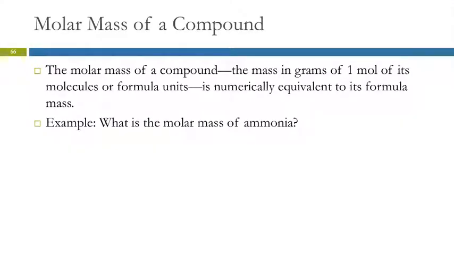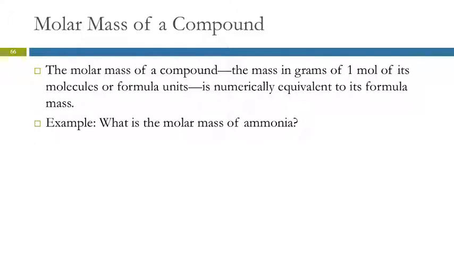So that was formula mass. Molar mass of a compound. We talked about molar masses of elements, right? You take the atomic mass on the periodic table, and instead of it being one atom weighs that many atomic mass units, it's 1 mole of those atoms weighs that many grams, right? The molar mass for a compound is analogous in that way to the formula mass. So the formula mass and the molar mass of a compound are the same number, it's just the unit is different. So it's the mass in grams of 1 mole of the molecules or formula units.